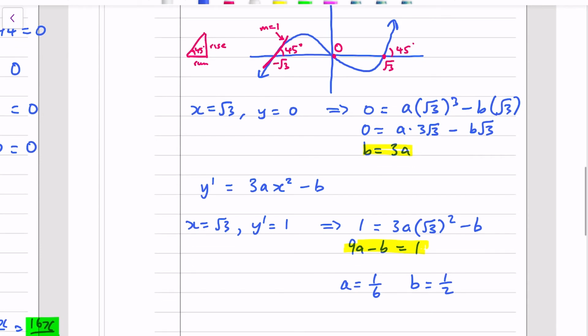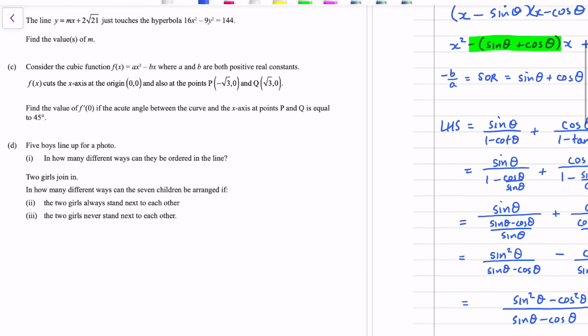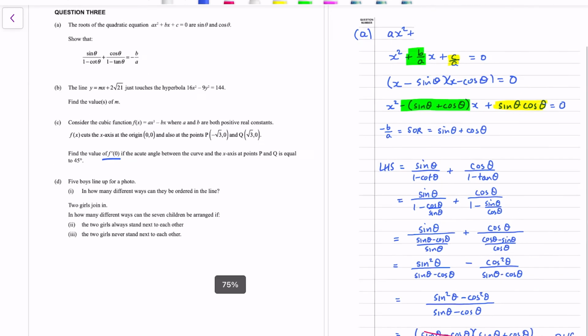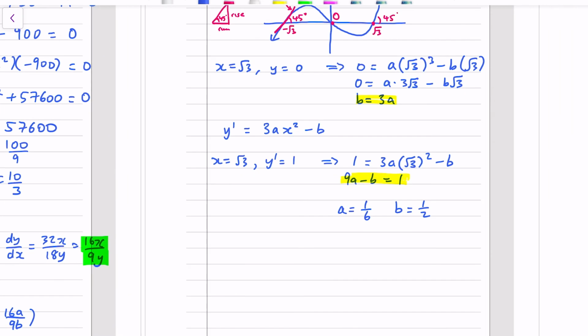And then the question asks us to find the value of f dash 0, find the slope at the origin, which we know is a negative. Therefore, f dash of 0, looking at our gradient function, we sub in 0 into that, we get negative b. So negative 1/2 is the answer to the question. Not too bad, but we had to connect the slope of 1 to the angle of 45 degrees.